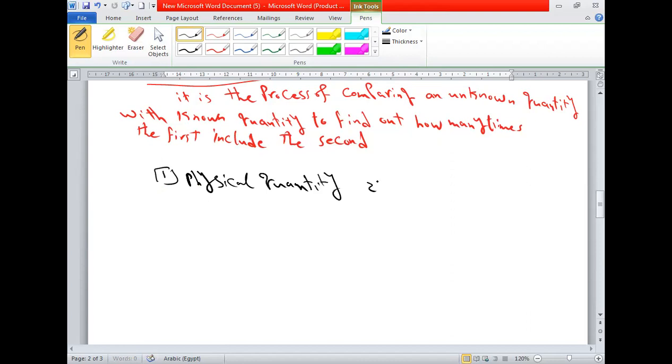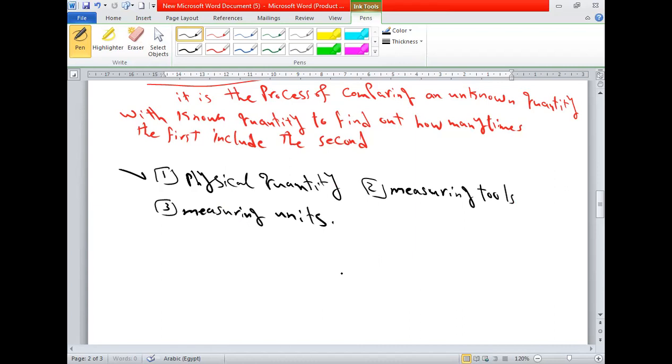Number two, we must have measuring tools. Three, we have to have measuring units. Okay, let's start with physical quantity.